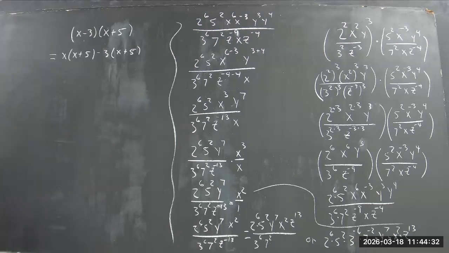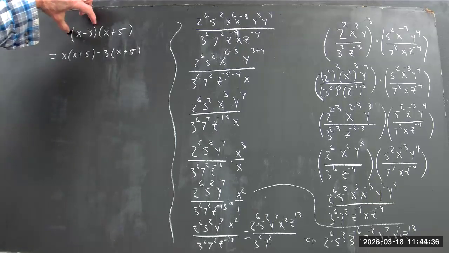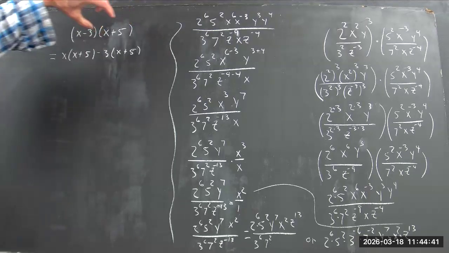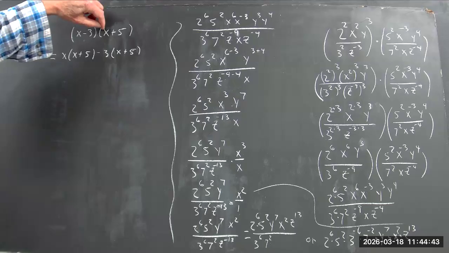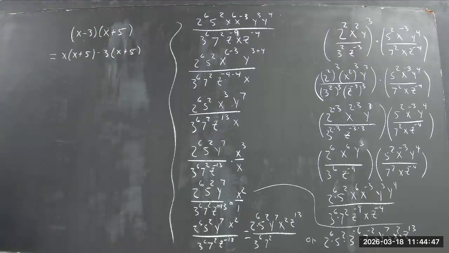And it makes a certain amount of sense because, again, this whole expression in parentheses, the x minus 3, is multiplied by the x plus 5. So the x must be multiplied by the x plus 5, and the negative 3 must be multiplied by the x plus 5.